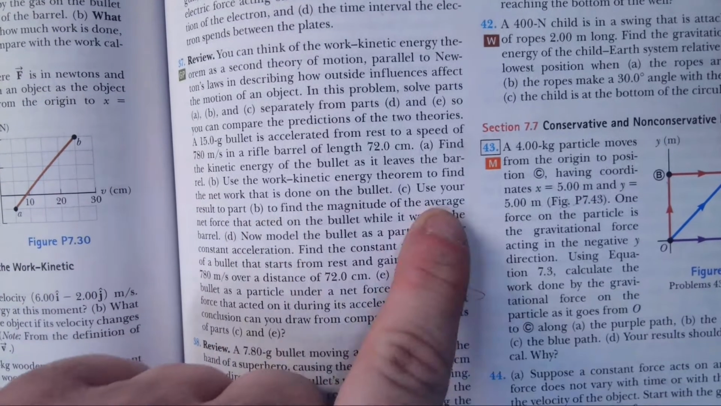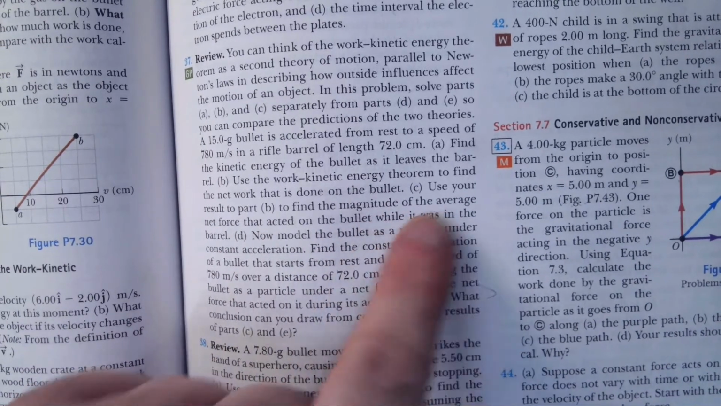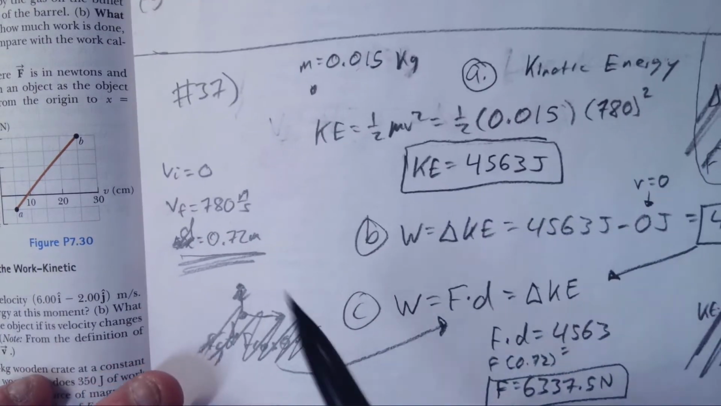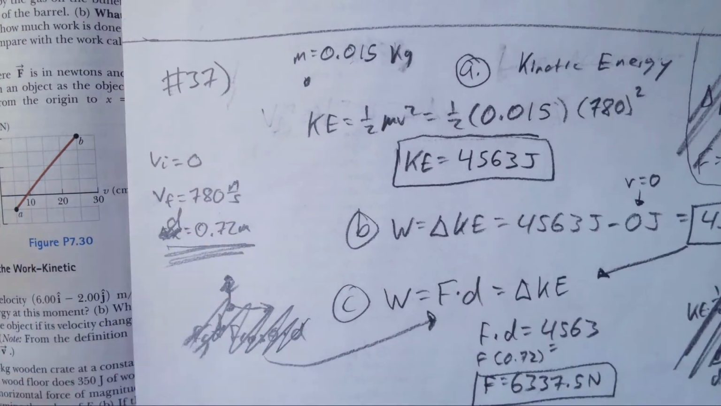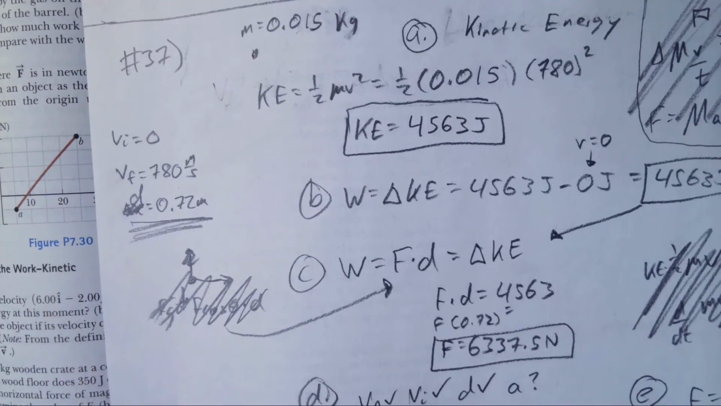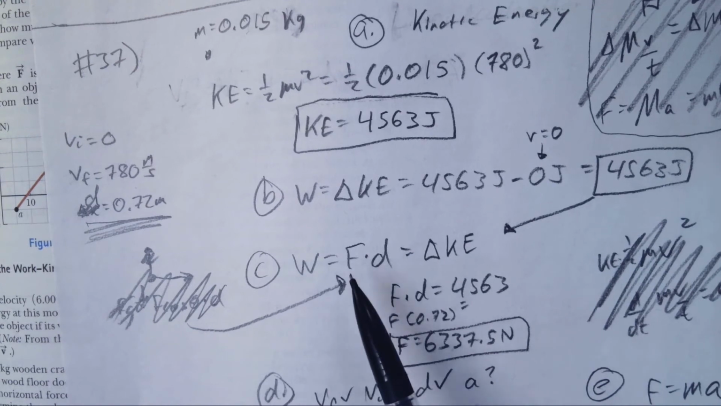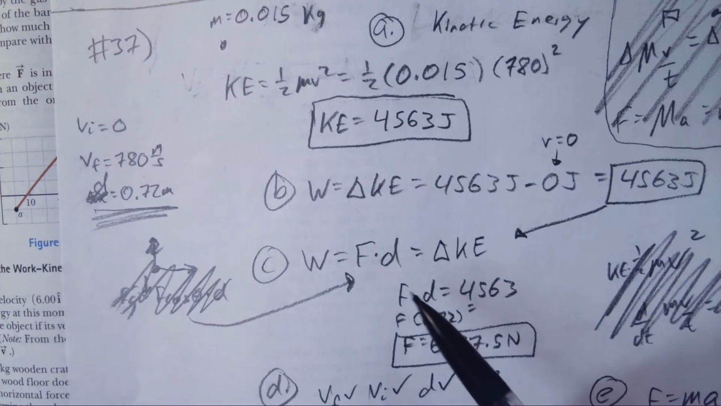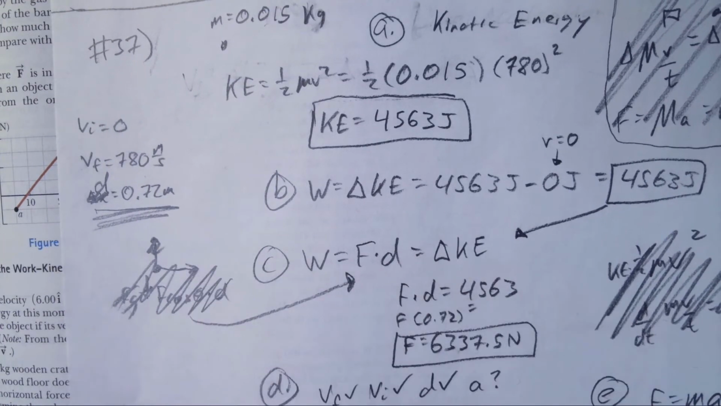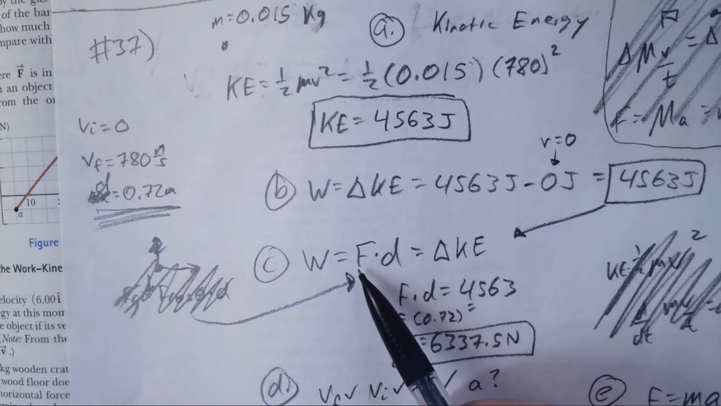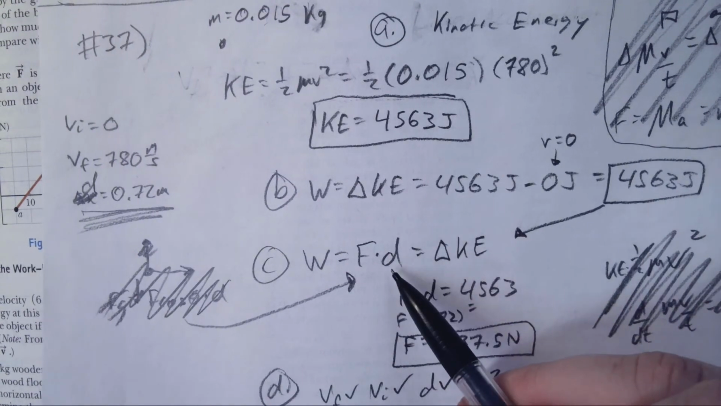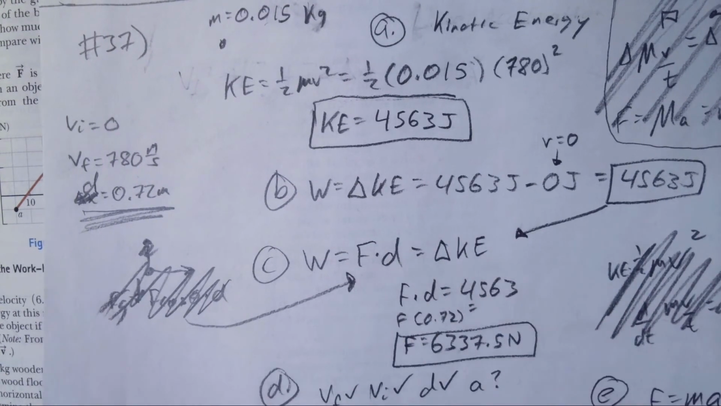Part C says use your result to part B to find the magnitude of the average net force. Average net force is just the net force in this case, because the force is obviously changing as the gases expand. So we use the work kinetic energy theorem. Work is also force times distance. The change in kinetic energy we just found, and the distance of the barrel is 0.72 meters. We're trying to find the force. We know the distance, we know the change in kinetic energy, and we can solve for the force.